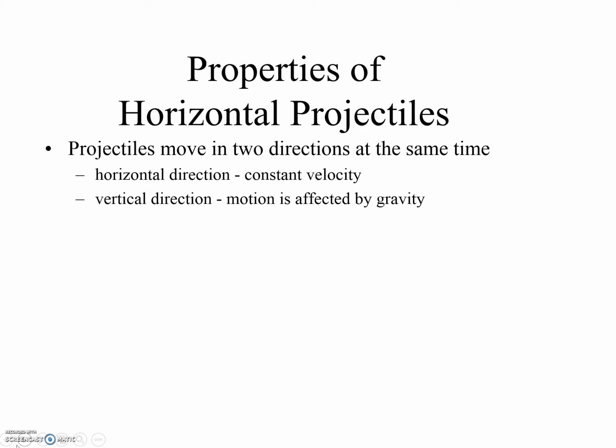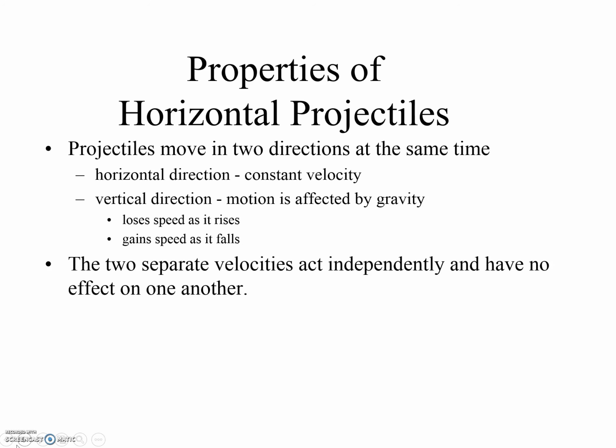But when we talk about the vertical direction, we need to know that our projectile will be accelerating. Because when we talk about the vertical direction, we're talking about the fact that the motion of that projectile is going to be affected by gravity. We know that gravity always works in the downward direction, so the speed of a projectile will be going down as it rises, and the speed of the projectile will be going up as it falls.